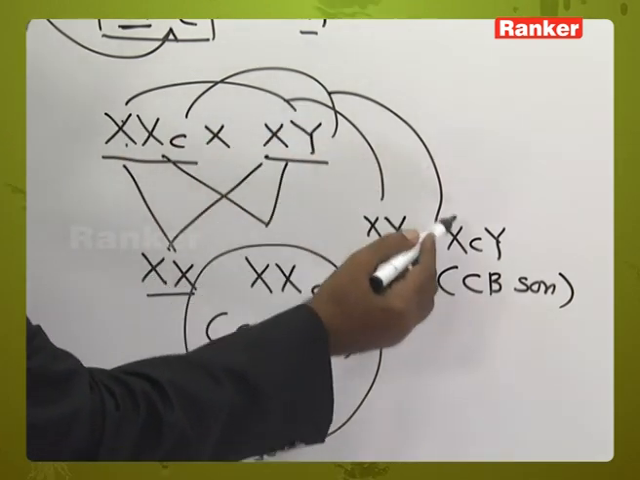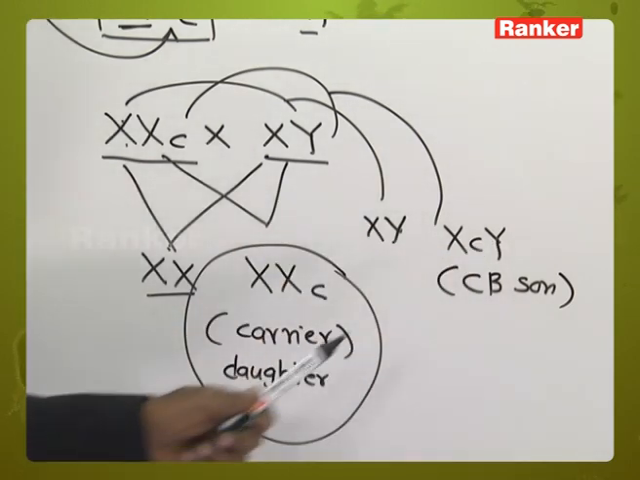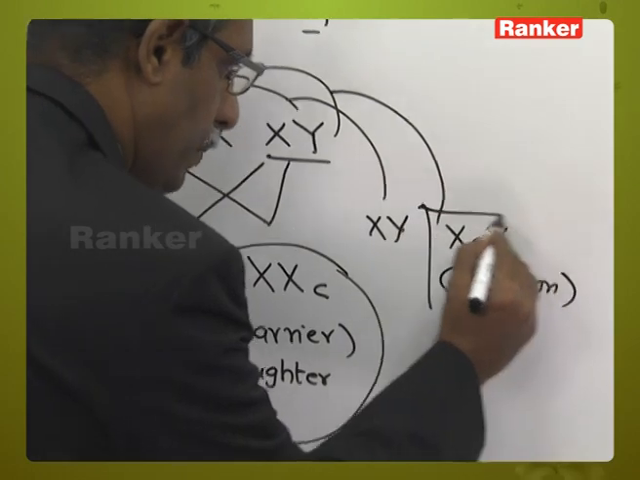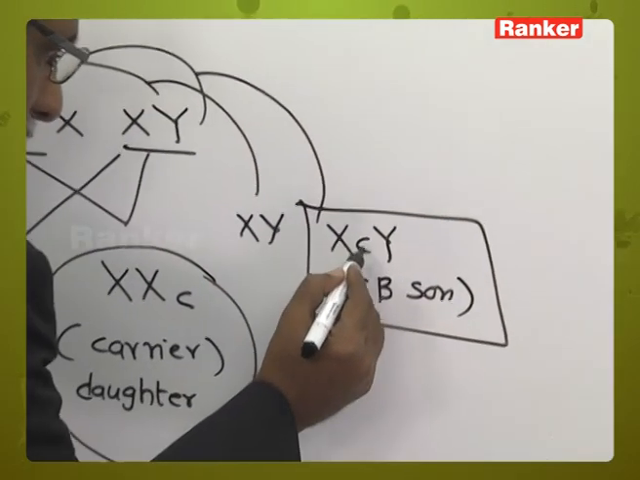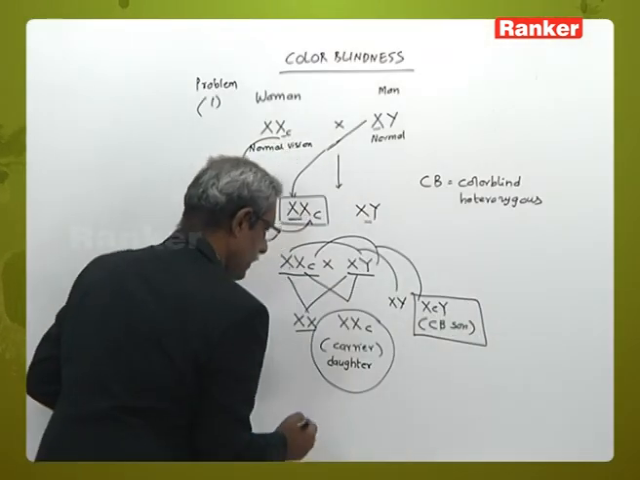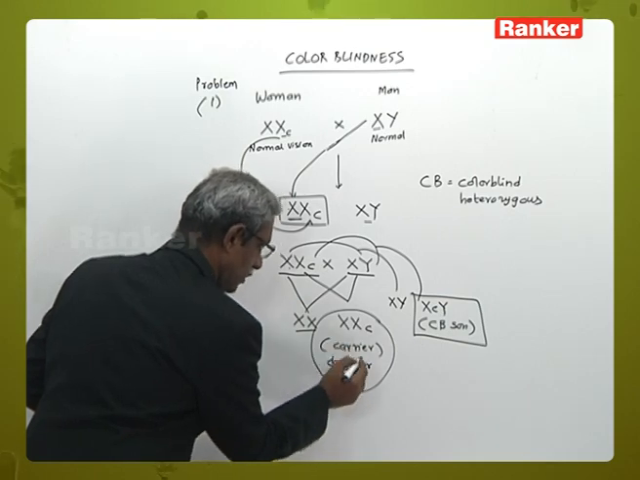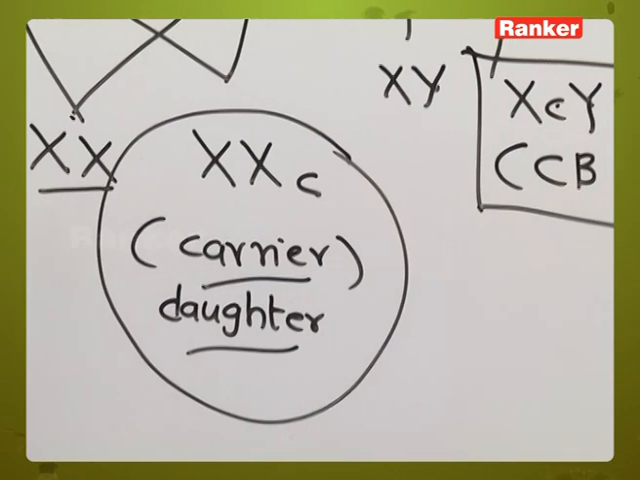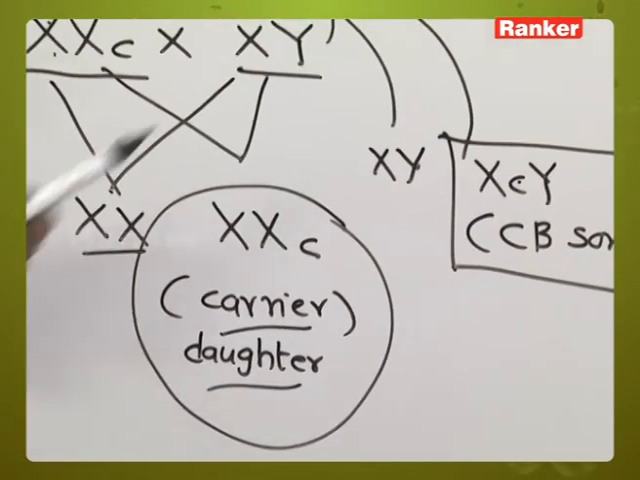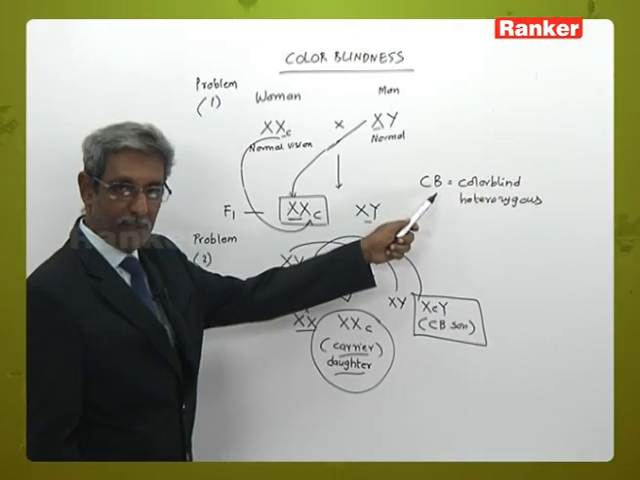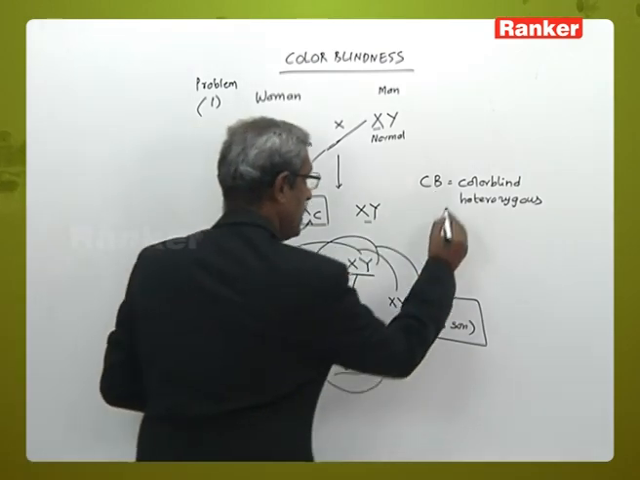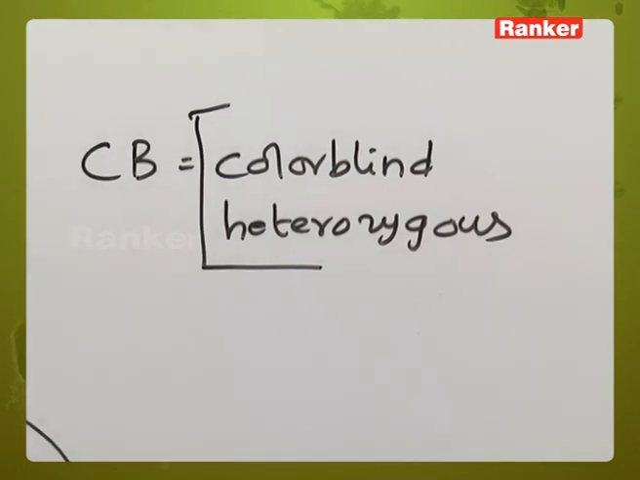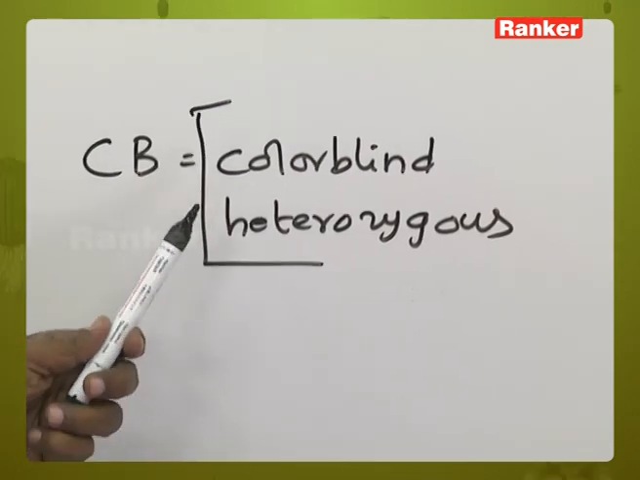And similarly, we have an X, XC and a Y. So this is the color blind son. So sons are always XY. They have the color blind gene. But the thing is, the carriers are always the daughters. So many times in an objective bit, they could be asking you, how does color blindness represent? Color blindness represents in the form of a heterozygous condition. Heterozygous condition is a characteristic feature of color blindness.